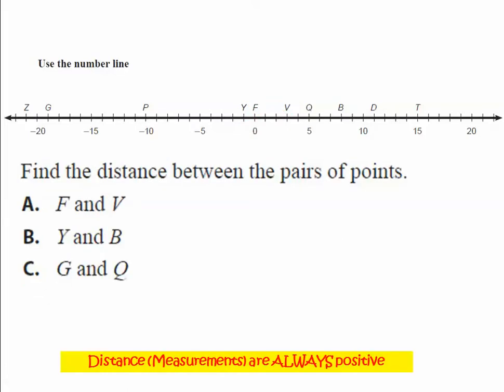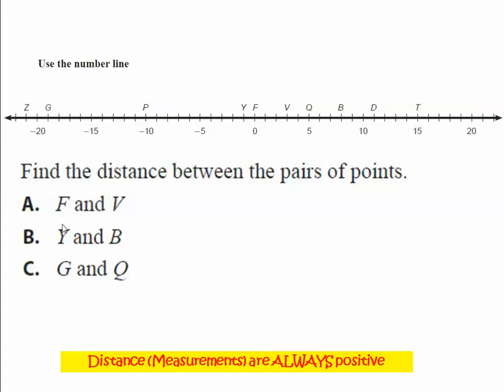Okay. In this example, they ask us to find the distance between the pairs of points. I can do this one of two ways. I can count the number of units between the points, or I can use a formula, which is subtracting the coordinates and stating its absolute value. Remember that distance is always positive.